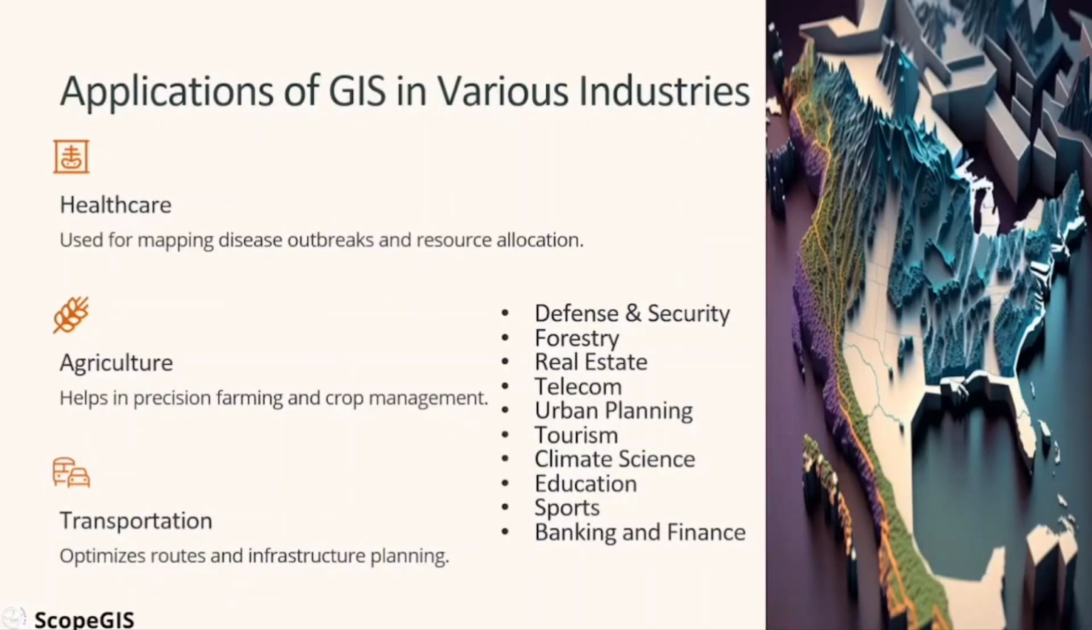So GIS can be applied across several fields that are in existence in the world today, ranging from healthcare to agriculture to transportation, education, sports, even banking and finance, urban planning, the telecom industry, the oil and gas industry, and even forestry. So as long as there is a spatial location to whatever field you are involved in, GIS can be applied to map out the trends and the patterns and relationships within that field.